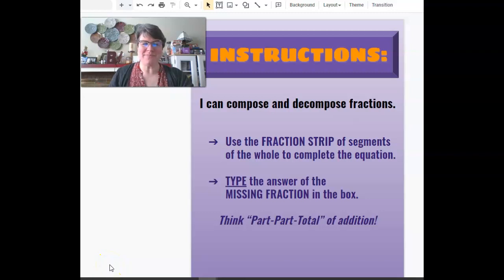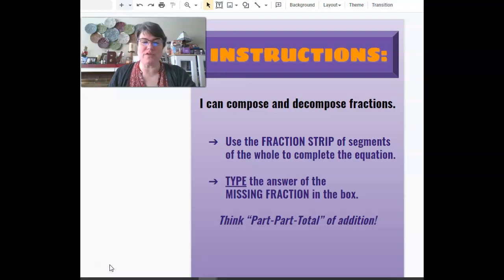Hi, ladies and gentlemen. Here's a quick review as to what our instructions were for today's exit ticket in math. Notice I can compose and decompose fractions. You're going to use the fraction strips of each segment of the whole to complete the equation on each one of your questions. To answer the question, you will type the answer of the missing fraction in the box. You're going to put it where the question marks are.